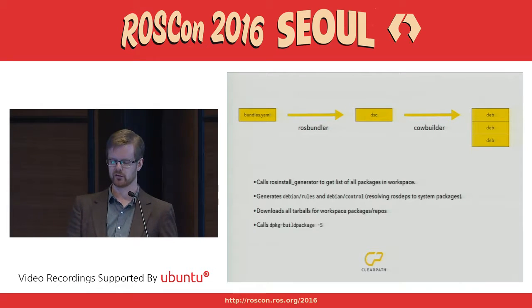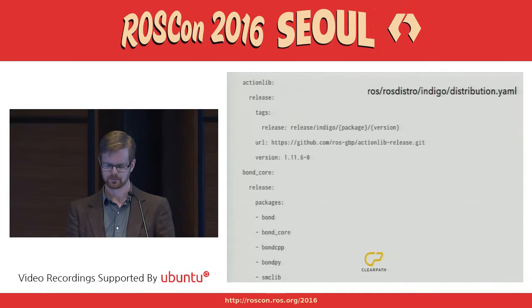So we've talked about most of this stuff. This is the tool that's analogous to Bloom in our workflow, where we're creating the rules and control files and kind of transforming the upstream source into something that the Debian world understands.